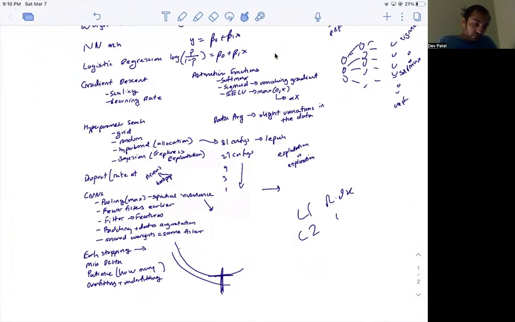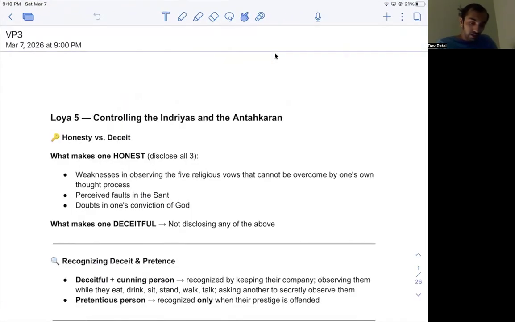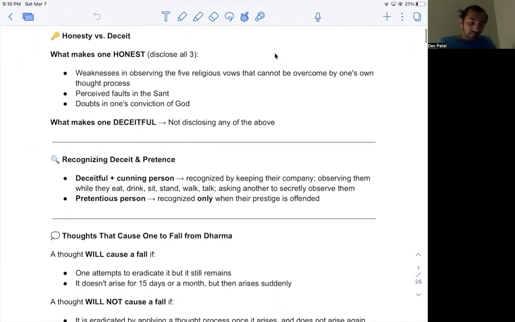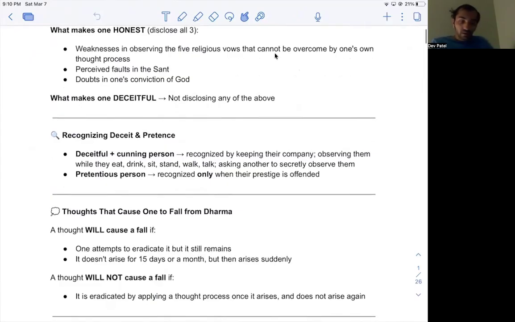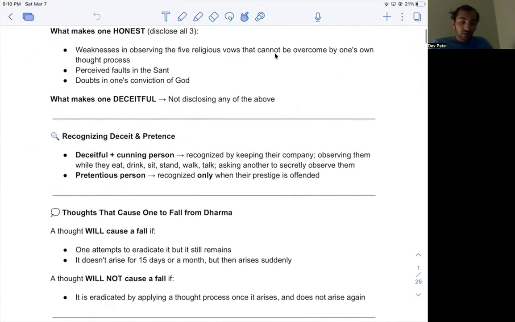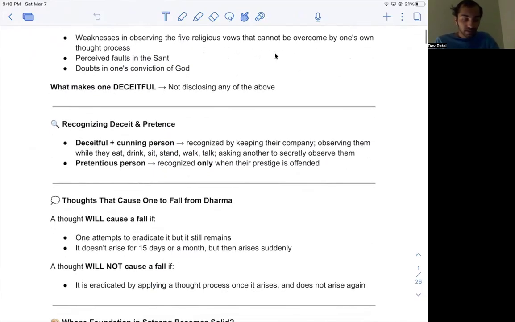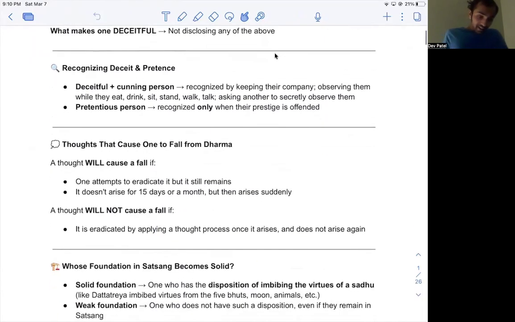Now we'll go over Vartal 3. Law 5 is all about controlling the indriyas and the undercurrent. What makes a person honest reveals all these different flaws in the observance of the five religious vows, perceived thoughts, the seven doubts, and conviction of God. That's what makes one deceitful. Recognize deceit and pretense.